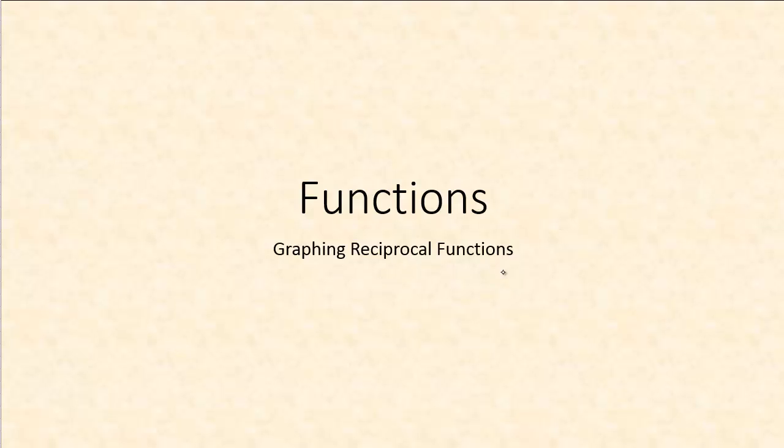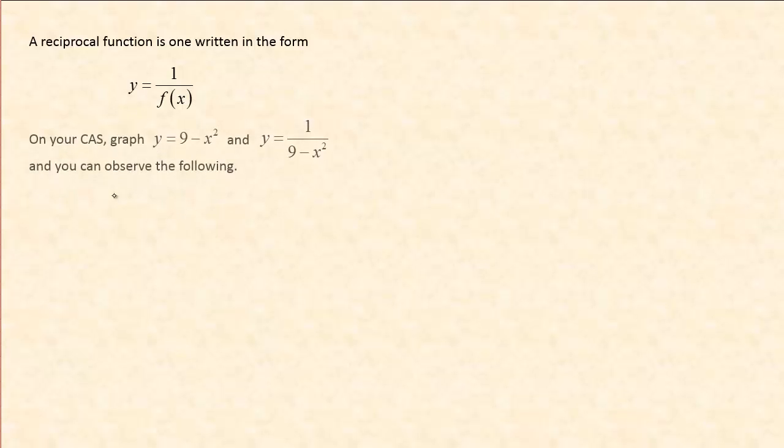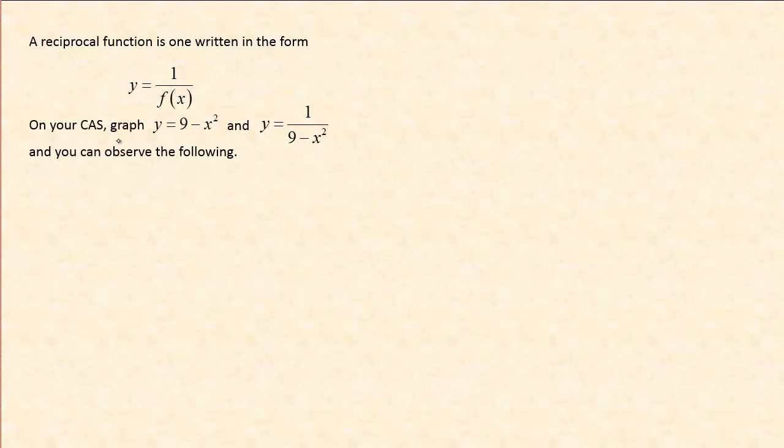Graphing reciprocal functions. A reciprocal function is one written in the form y equals 1 over the function of x. On your CAS, graph y equals 9 minus x squared and y equals 1 over 9 minus x squared.